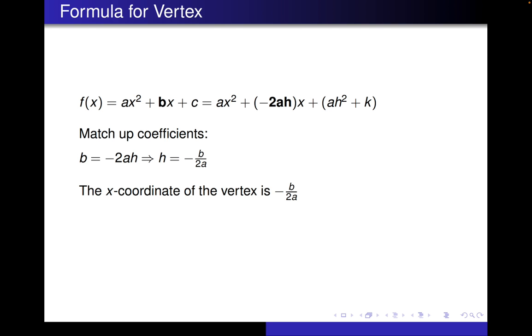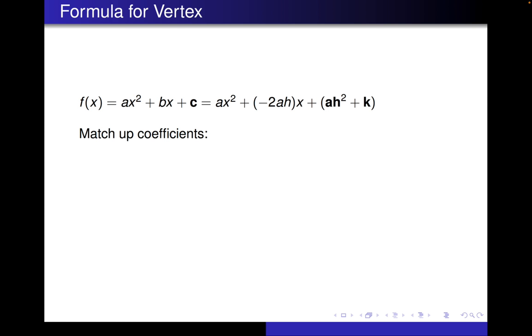So we have that the x-coordinate of our vertex is negative b over 2a, which is exactly the sort of thing we were looking for. Now we can match up the constant terms, so that means c and ah squared plus k literally have to be the same number, which means we can set them equal. Now let's see, we already know what h is, right? So we're going to solve for k, because k is the y-coordinate of our vertex.